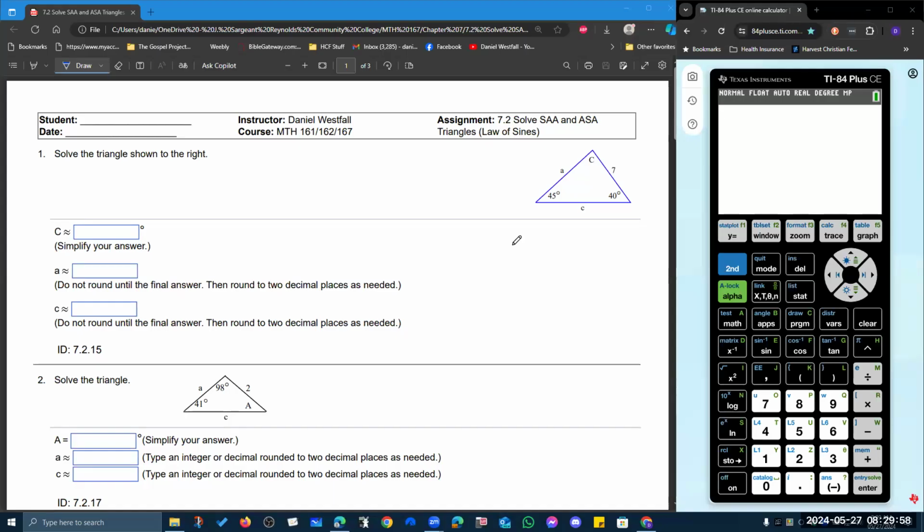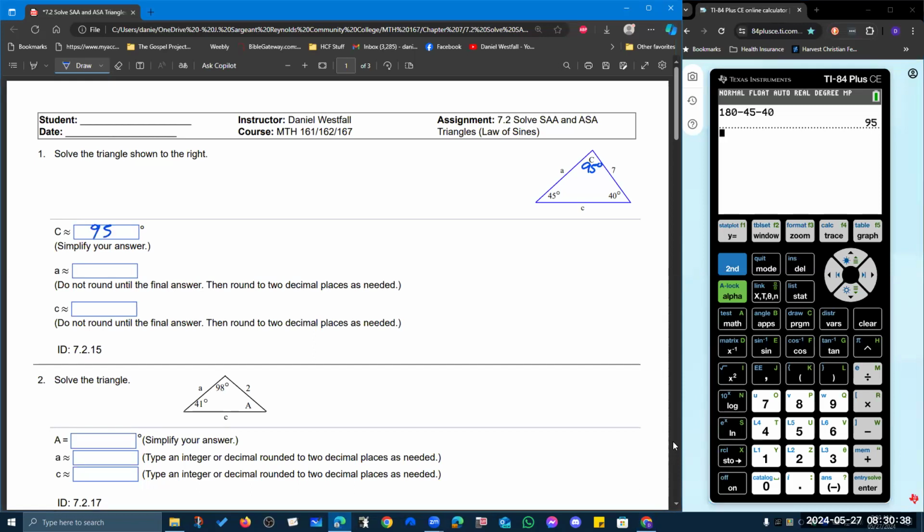In this video, we're going to solve side-angle-angle and angle-side-angle triangles using the law of sines. These are not ambiguous law of sines situations. So let's go ahead and get started here. Given these two angles that I have here, I definitely can find the third angle. So 180 minus 45 minus 40 tells me that that angle is exactly 95 degrees.